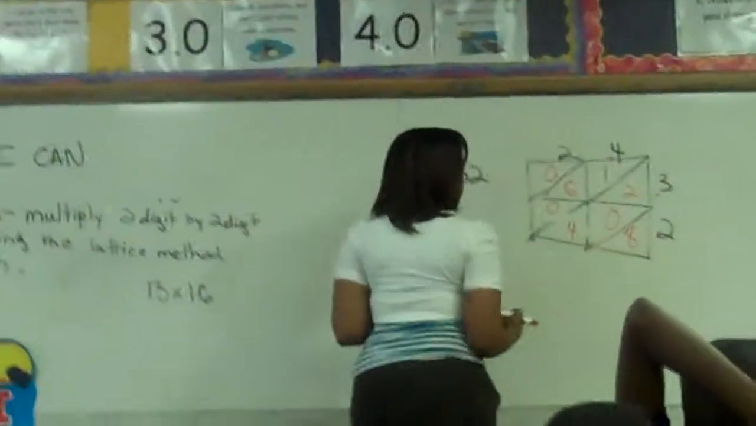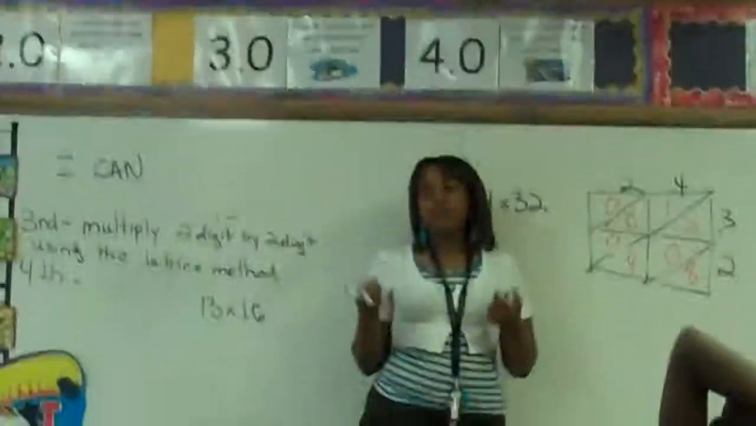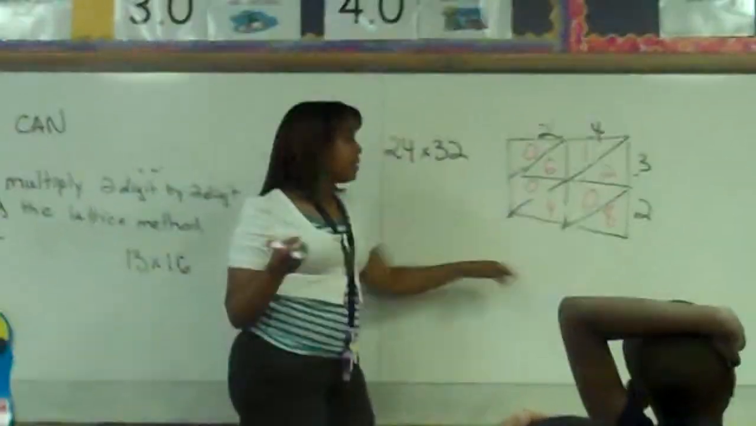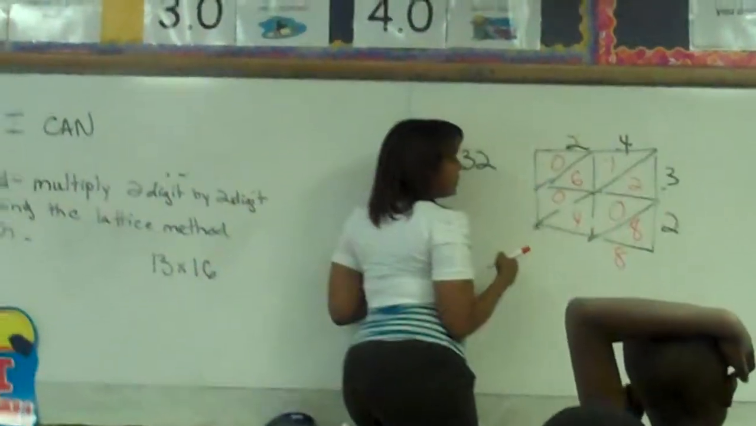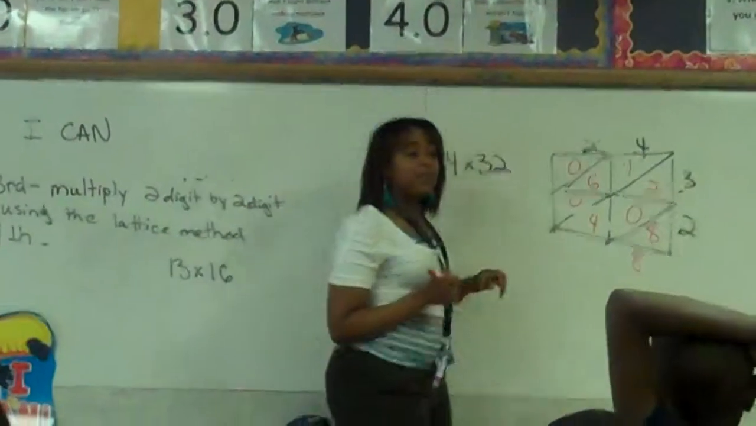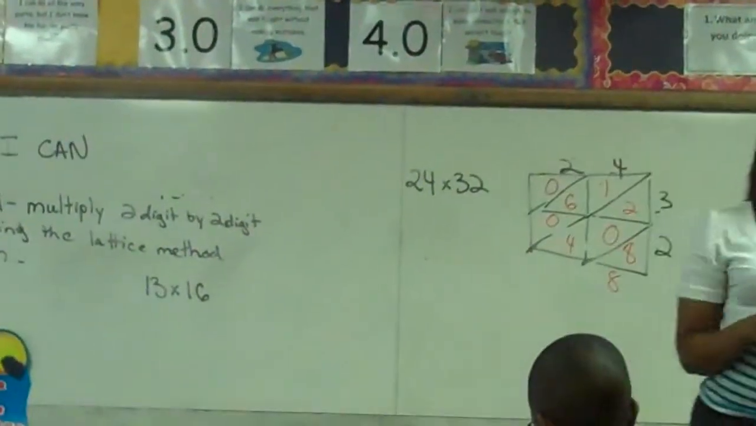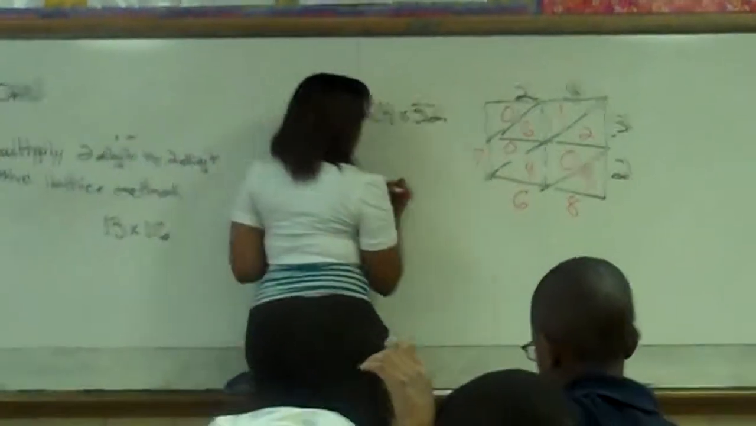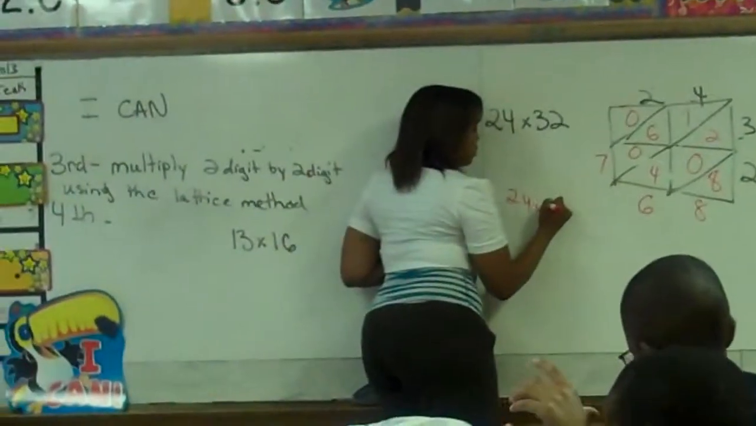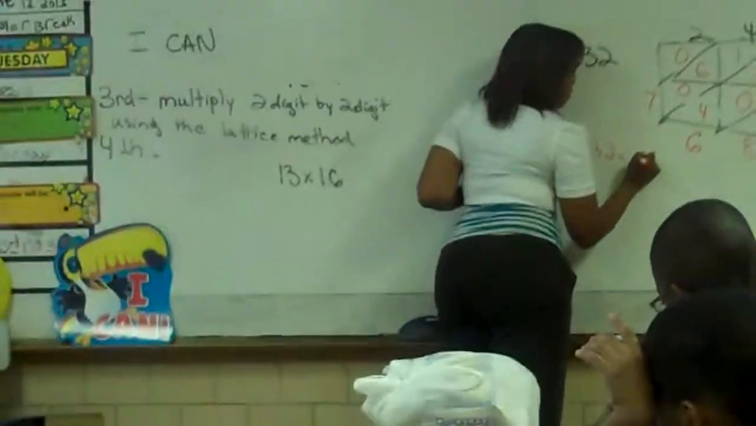Okay, so the next step, what do we have to do? Add them together. We have to add them across the diagonal. So this one is what? 8. Then we go right here. 2 plus 0 plus 4 is? 6. 1 plus 6 plus 0 is 7. And do we have anything here? No. So 24 times 32 is equal to 768.